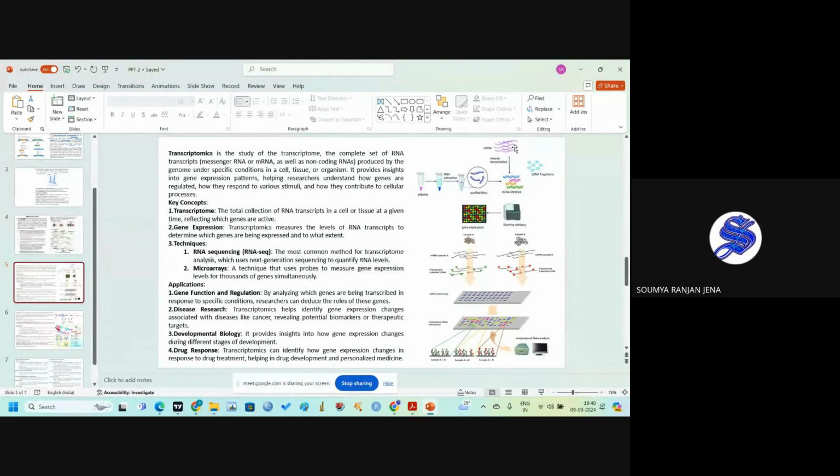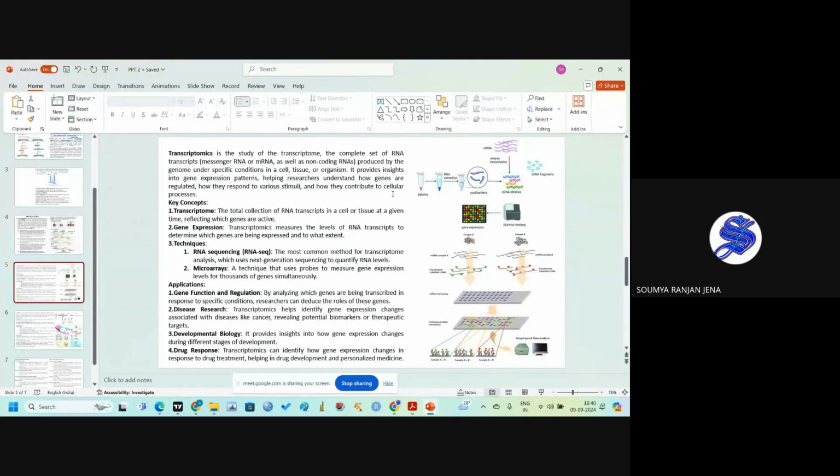These transcriptomics measure the levels of RNA transcripts to determine which genes are being expressed and to what extent. If the X gene has 10 transcripts and the Y gene has 8 transcripts, this means the X gene is overexpressed as compared to the control or a normal patient.